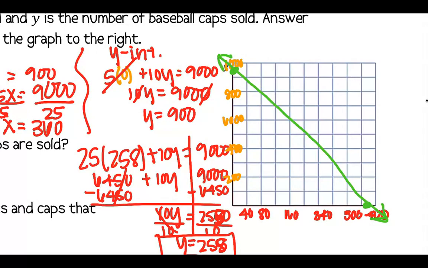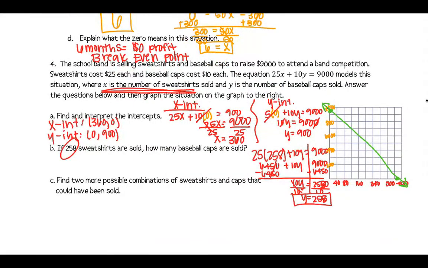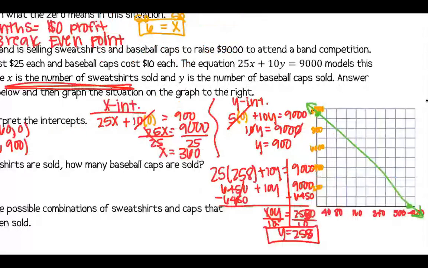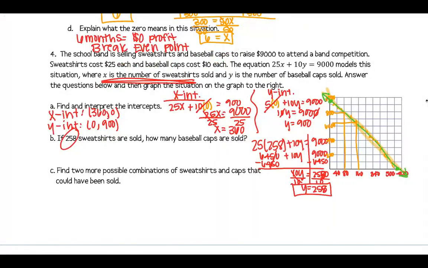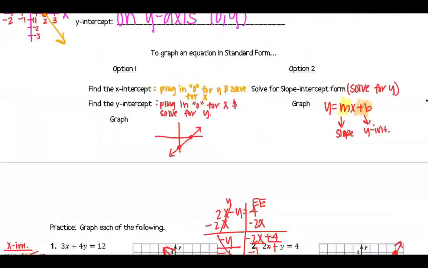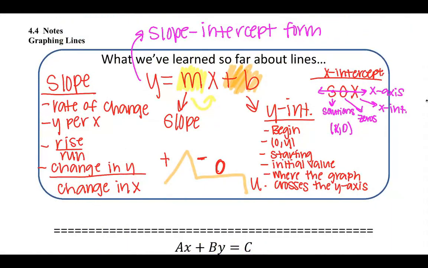And then the last question says, what are two possible combinations? Anything on this line is a combination that works. So anything that falls on the line is something that's going to work as long as it's on the line. So any of these points all the way down the line are possible combinations. And that's it. That's standard form: Ax plus By equals C.